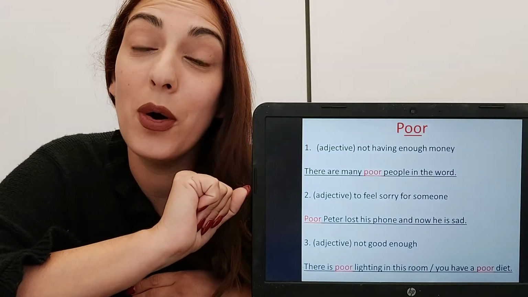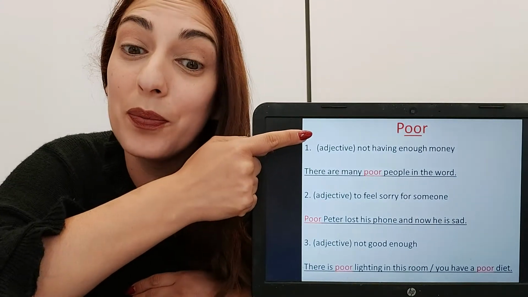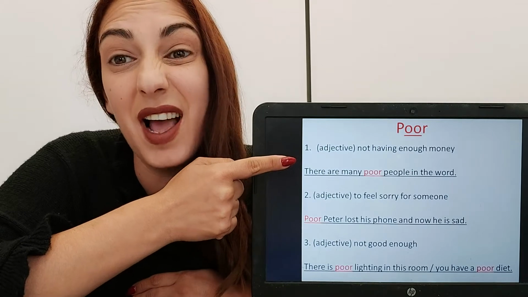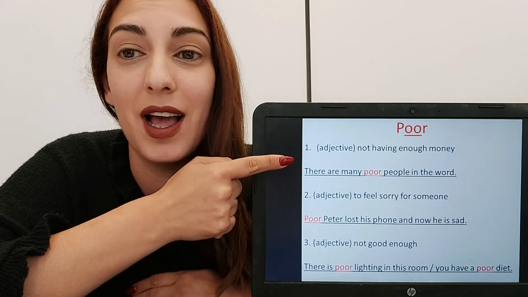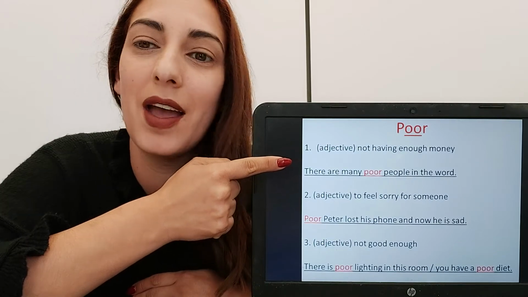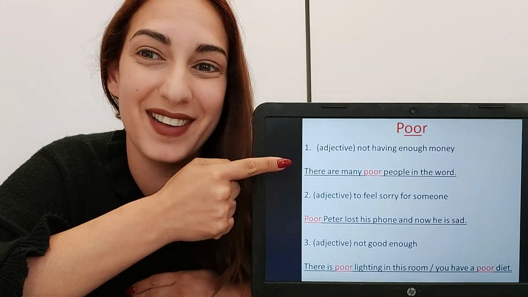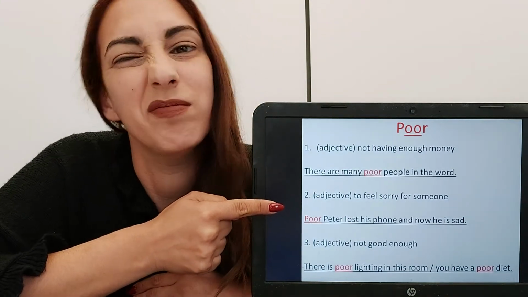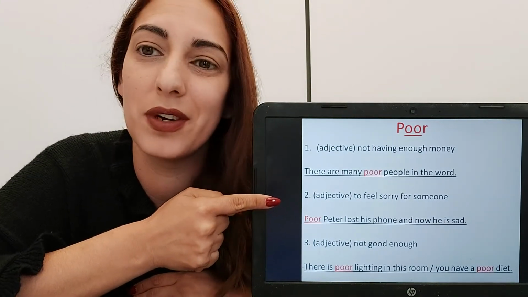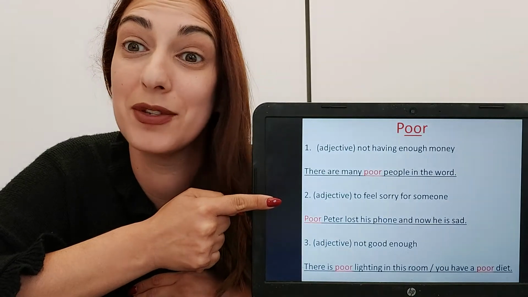Poor, poor with a double O. Now, as an adjective and a noun, it means that somebody doesn't have enough money to do what they need to do in their life, so they're poor. It's the opposite of rich, actually. It can also mean as an adjective that you feel sorry for someone. Oh, poor Peter, poor Maria. So you feel sorry for them, something bad happened to them.